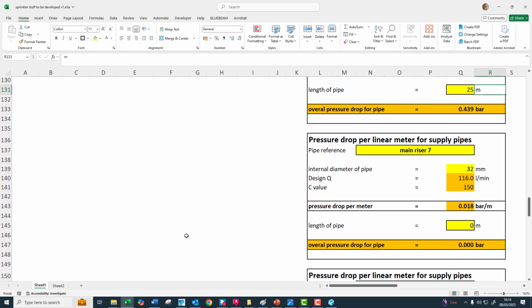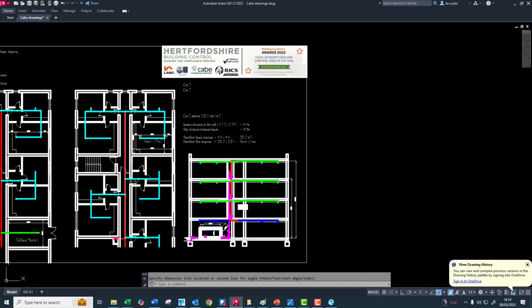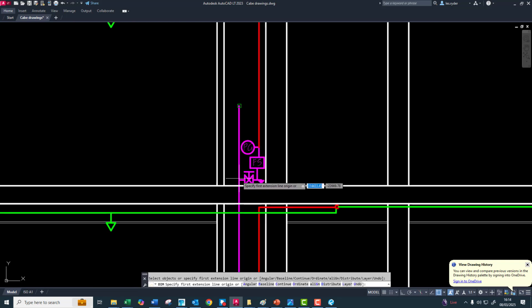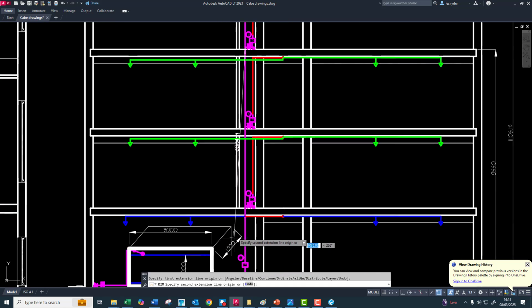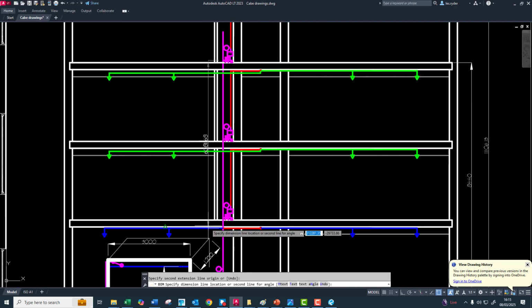So now we've got the main riser. So if we look at the main riser, I'll stick a dim on that, and it would be from there. And we've already picked that T up, if you remember, and that's going to be to there. So that's 6 meters.